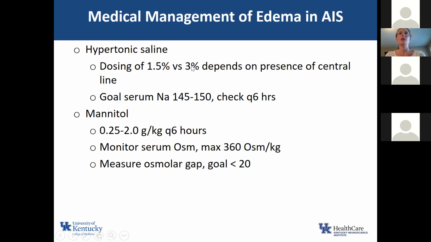So what we want to do is push up their sodium. We may decide to do hypertonic saline, 1.5%, let it run. You may want to even do 3% through the line, or even give the salt boluses. It depends on whether they have a central line or not, but we're trying to push the sodium to 145 to 150.